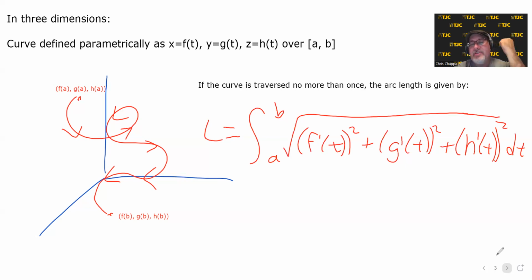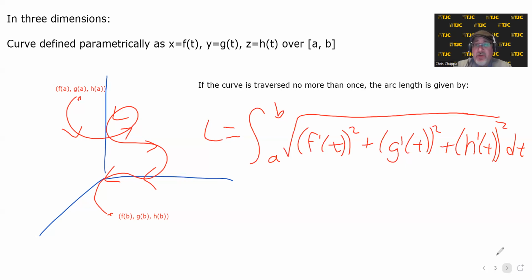And on a higher level, this can be extended to as many dimensions as we want. If we had a 20-dimensional curve with 20 component functions, we could calculate its arc length, whatever that would mean, by simply having the square root of the sum of the squares of the derivatives of all 20 component functions.